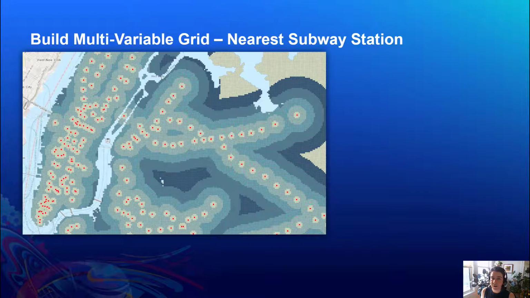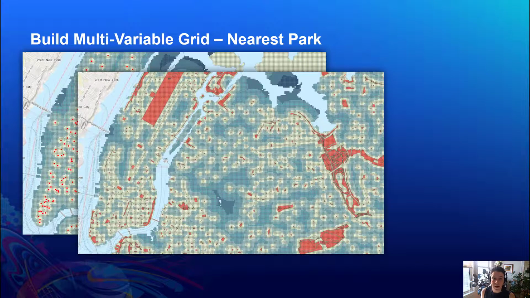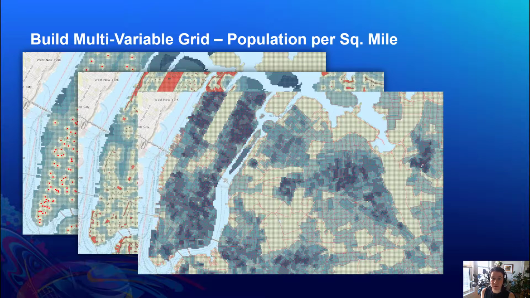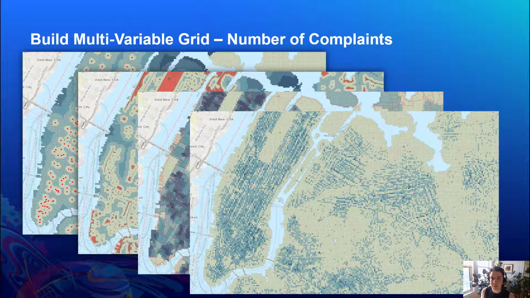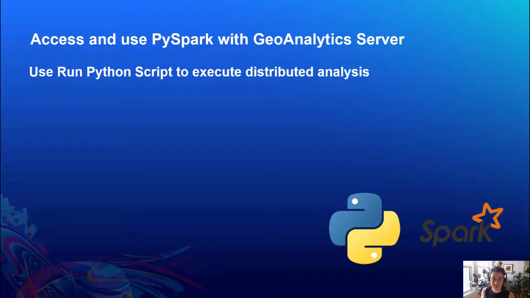So here's an example to the nearest subway station. So you end up getting these polygon layers with a distance. Here's the nearest park. Here's the population per square mile, and the number of complaints. So each of these, I have 4 here. This would be 4 attribute results. And so I would have this grid with values for each that you could then use for other tools, visualization, and enrichment.